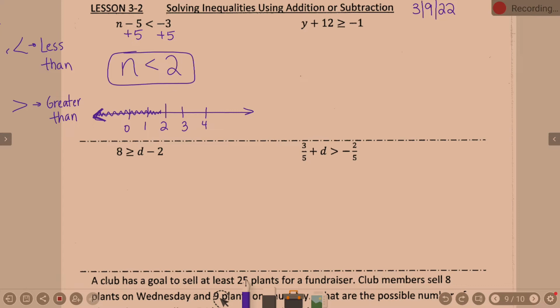Now, one last question. We have to put some kind of circle or dot at 2. It can either be an open circle or it could be a filled in closed circle. Why is it filled in?